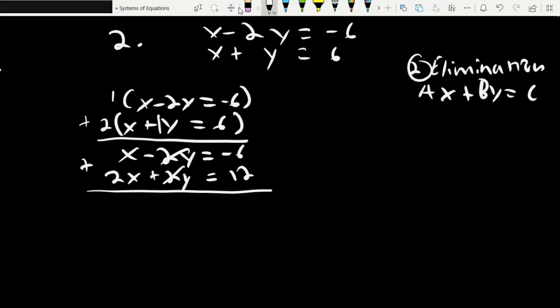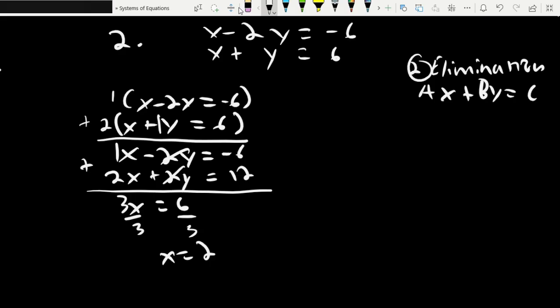So this is just 1x plus 2x, which is going to be 3x, and then -6 plus 12 is just going to be 6. So if we divide by 3, we're going to get x equals 2. So you see how simple that was? All you have to do is cancel these out, and then you get the x. You just add them and get the x.